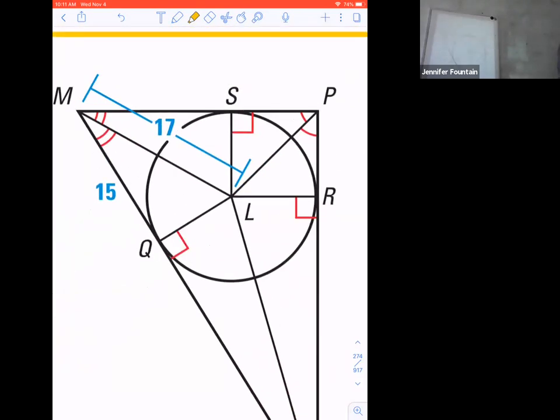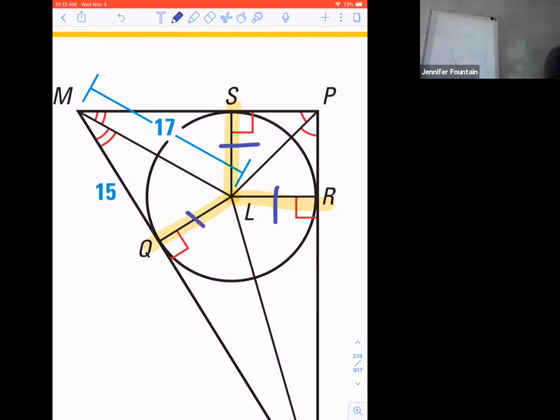PL. Okay, PL is going to be congruent to what? Wait, no. Okay, I can't really tell congruence on that. What can I tell congruence of? SL, RL, and QL. Because I can see that these have right angles, these are going to be my perpendicular bisectors. And those perpendicular bisectors are all going to be congruent. So those are all congruent.